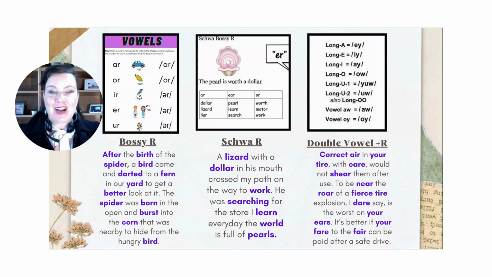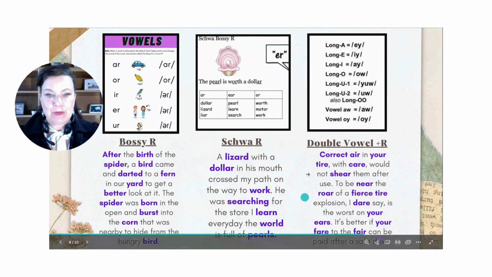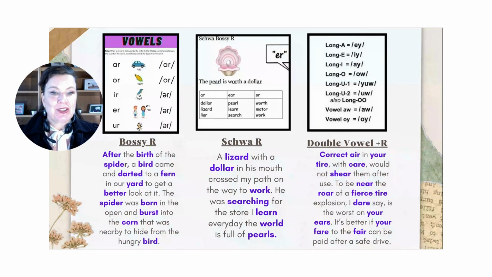All right, let's get to our last practice here, those complex long vowel sounds, the A, E, I, O, U sound, the distinction with that closing sound, either of the Y or the W. So let me read first. Correct air in your tire with care would not shear them after use. To be near the roar of a fierce tire explosion, I dare say, is the worst on your ears. It's better if your fare to the fair can be paid after a safe drive. This is quite a mouthful. Go ahead and practice that.